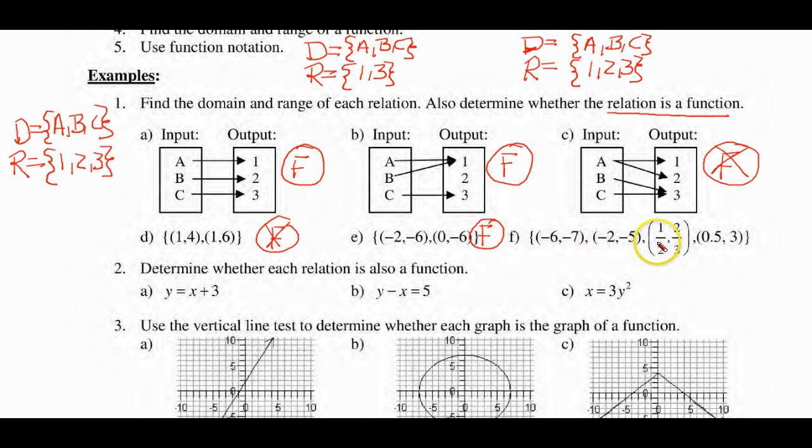6, -2. Now this is tricky. This is in its fraction form. This is in its decimal form. So because the 1/2 is used twice, this is not a function. And you would put these in this same order. We'll save a little time.